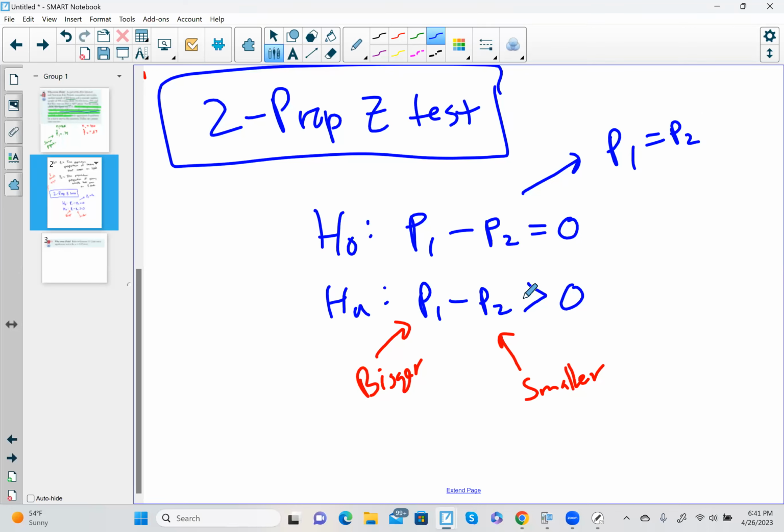Okay, so I think I'm going to do the problem this way. You just have to read carefully about which proportion or which mean they think is going to be bigger, and that will determine the direction of your inequality in your alternative hypothesis.